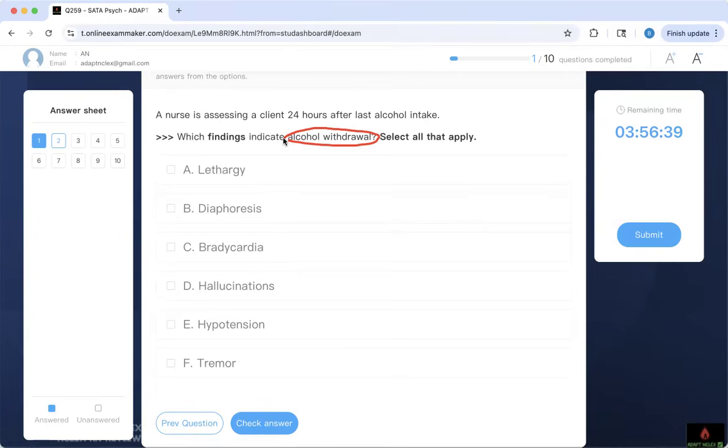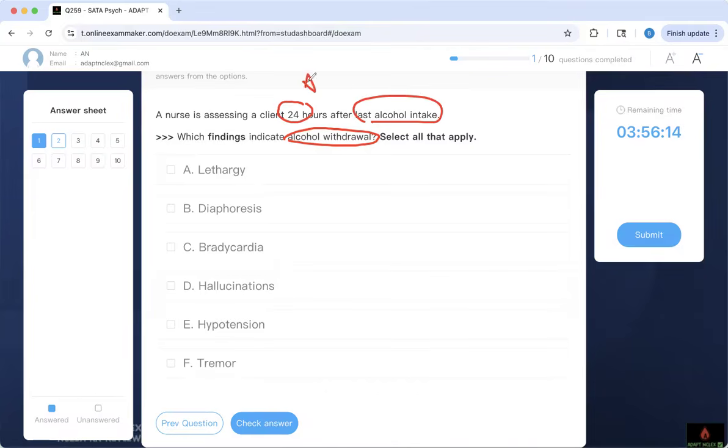What do you think? Stop the video. Keep your score. Put it in the comments. Let me know. Did you pick an answer? Now let's get to it. What is the question going to ask you? We're going to break it down. The question is asking, which of these indicate alcohol withdrawal? But you have to pay attention. There's a buzzword there. And this is assessing the client 24 hours after the last dose.